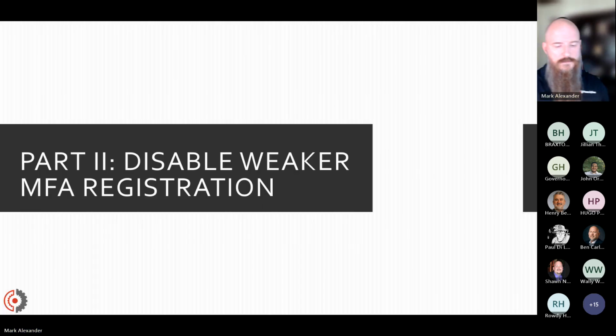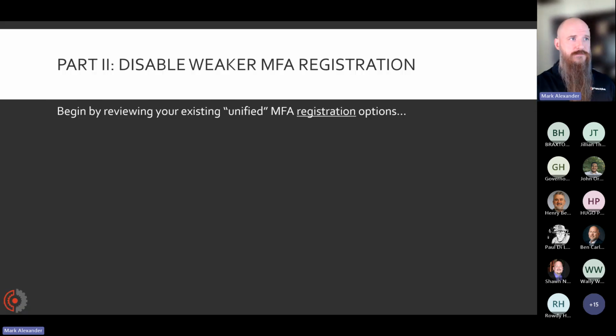So let's now transition into disabling weaker forms of registration. So what we need to do is start by reviewing your existing, and in quotes, I put it purposely in quotes, Microsoft is now calling this the new unified MFA registration options or registration portal, right? And how do you get there? It's kind of in that same place. We were in the Microsoft Authenticator settings, but we're going to back out a little bit.